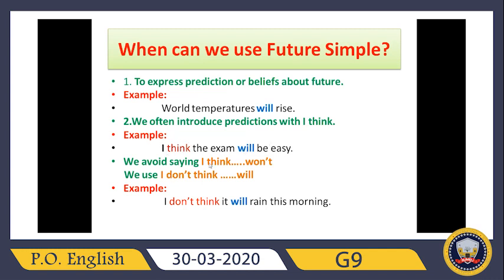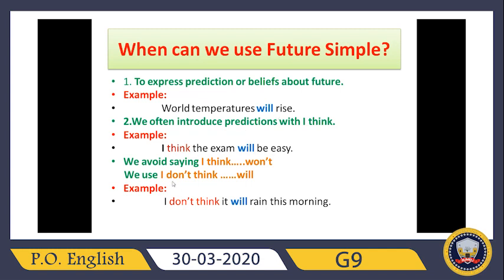Like here, I can't say I think won't. I can't say I think the exam won't. No, it's not true. What shall I do? I will put I don't think the exam will be easy. Okay, so if I have think here, just put don't here and don't touch will. I don't think the exam will be easy. I don't think world temperatures will rise.